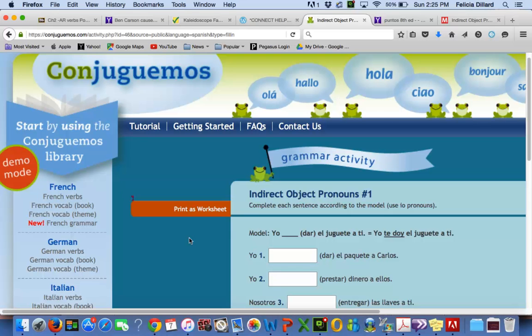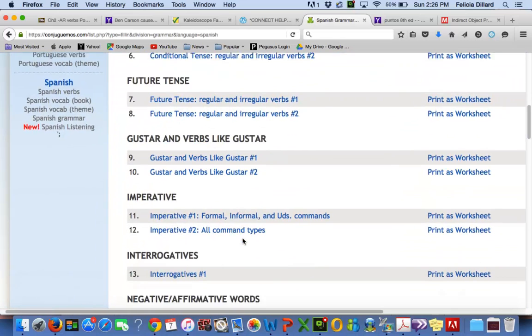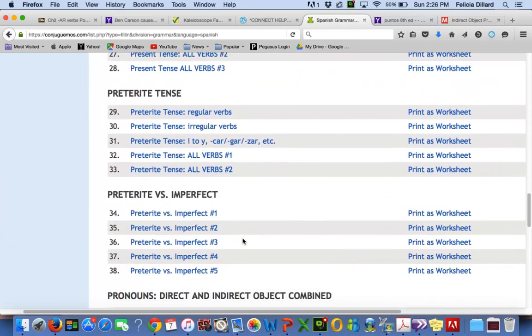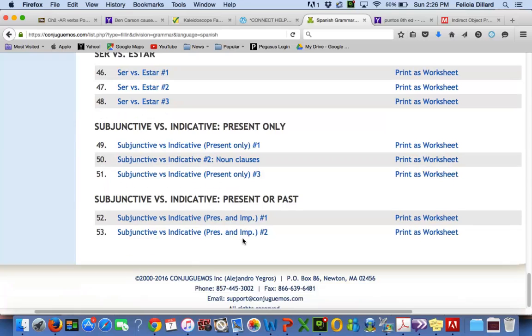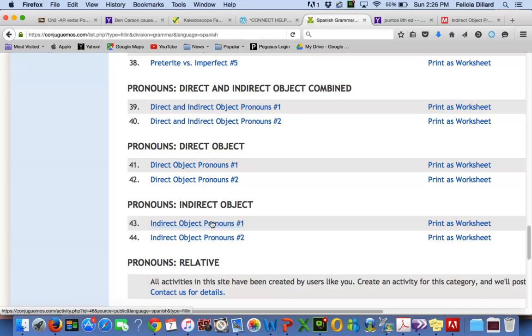All right, here's another really good practice that you should do to check your comprehension and to see if you're on the right track. I'm on the Conjuguemos website. So it's conjuguemos.com. And you're going to go over here to Spanish grammar. And then you will select number 43, indirect object pronouns.